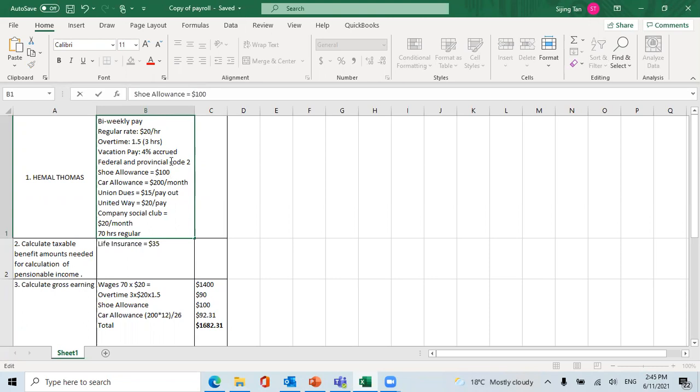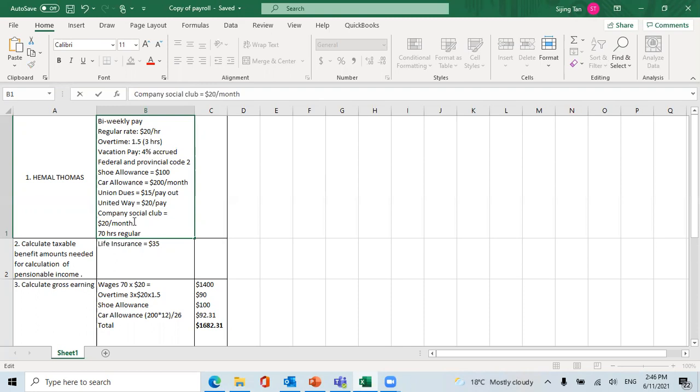For federal provincial code 2, shoe allowance is $100. It didn't say that they paid by monthly or whatever. They're just saying that the employee gets paid $100 safety shoe allowance. So we just assume that it's going to be one-time pay. It's cash. And then car allowance is $200 per month. Union dues $15. United Way charitable donations is $20. Company social club is $20 per month.